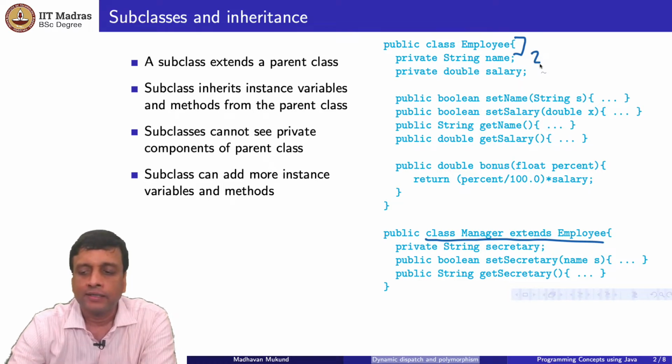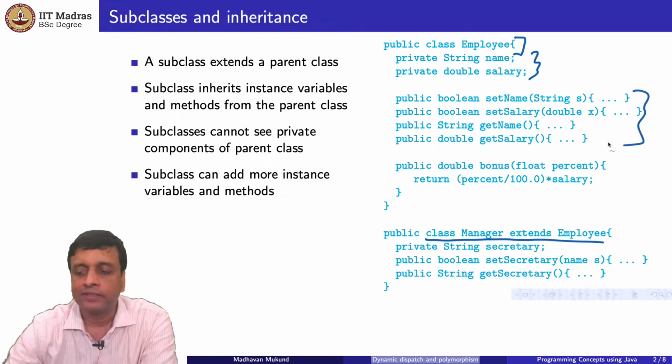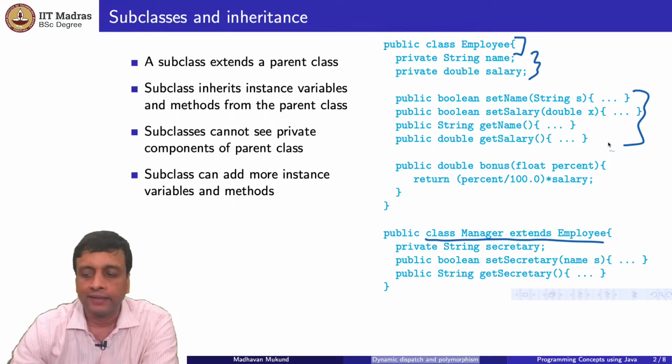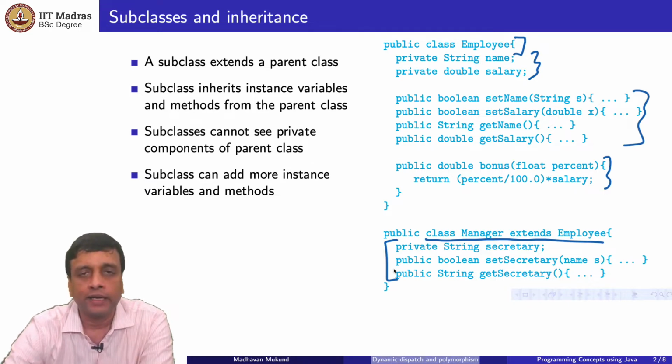There are some instance variables for the name and the salary, and there are these methods which set the name, set the salary, get the name, get the salary, and then there is this double bonus method which calculates the bonus given the percentage of bonus. So whenever we create a manager object, all these parts are implicitly there, and in addition the manager object, we said, can add new instance variables and new methods. So it's an extension of the employee class.